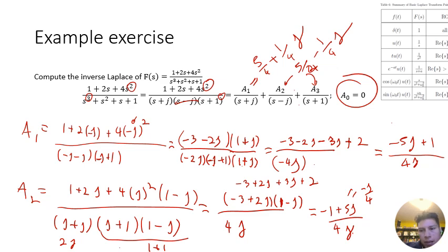Oh my God, what did I do here? There should be a minus here, and there should be a minus here, and then this becomes a minus, and then this becomes a plus. Okay, negative 4j, so we multiply top and bottom by j.